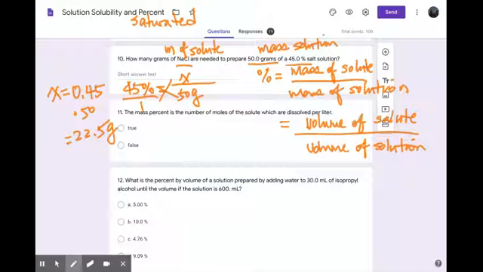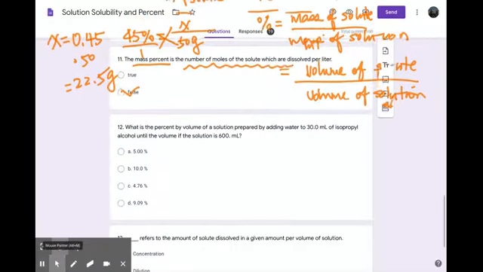Number 11, the mass percent is the number of mole of solute which are dissolved per liter, which is wrong. Mass percent is mass of solute over mass of solution. The definition here is a definition of molarity, so false.